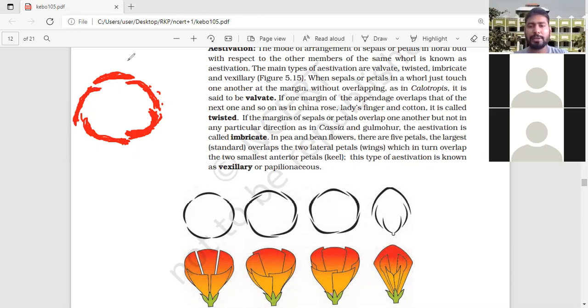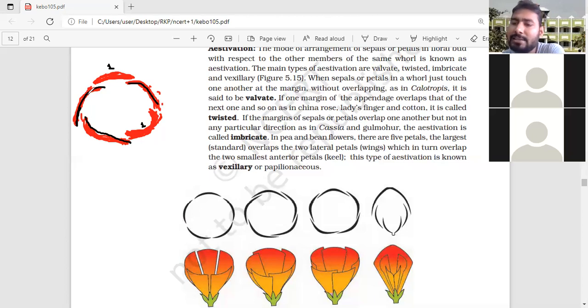What I told you here, look at it. One will be outside, one will be inner side, and the others are in the twisted manner. Twisted means, now you can see, they are twisted. Here it is also twisted, here also, and here also. Clear? Such a type of estivation is known as imbricate estivation.